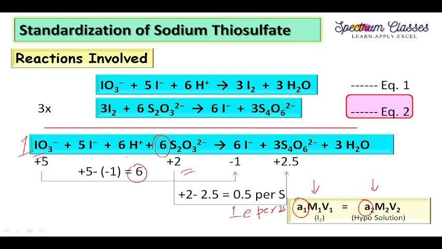So either way you can do it. Simply here the coefficient is 1 and here the coefficient is 6. So if I am writing this for iodate, IO3 minus, then cross multiply: 6 for IO3 minus and 1 for the hypo solution. So cross multiply with the coefficients, or simply you can multiply with your number of electrons gained or lost. Now we are moving further.